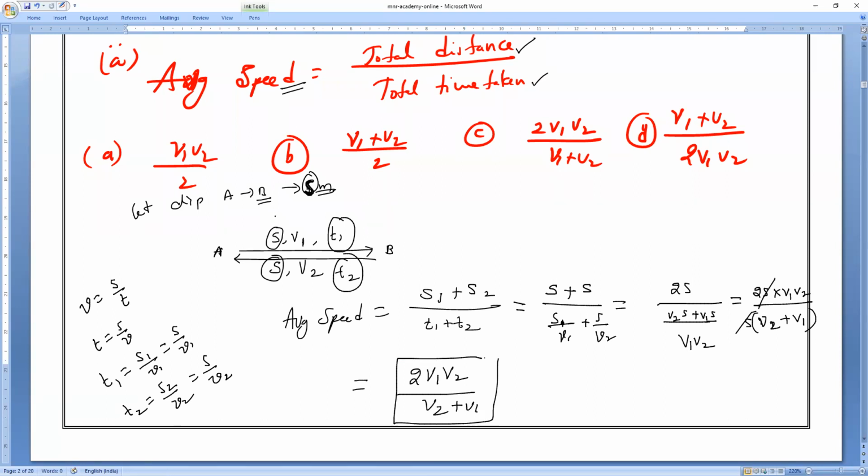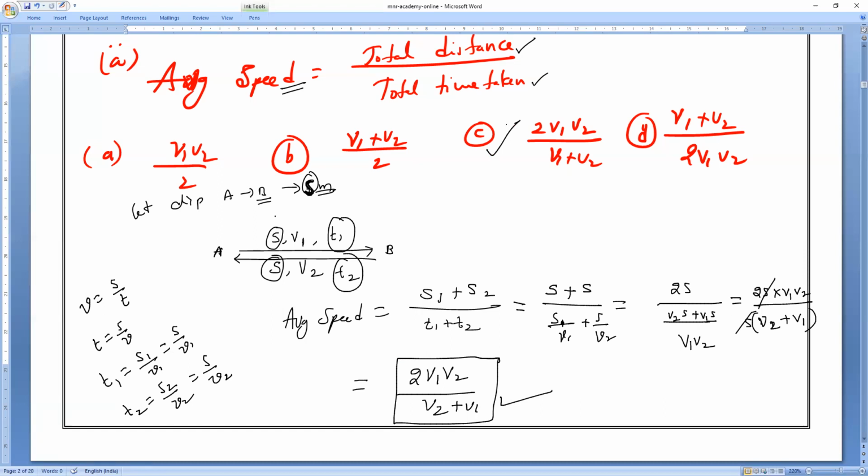So this is the formula for average speed when a body goes from A to B and again comes back to the A position. Then the average speed formula is this one, and this is the formula you have to use. So which option is correct? Option C. That is what you have to remember.